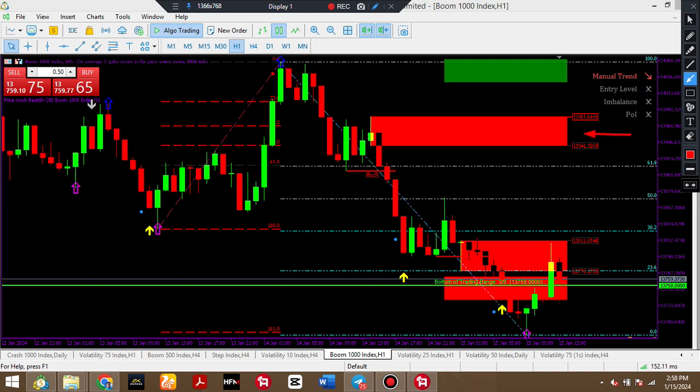And how do you understand areas that have high probability? Areas that have not been mitigated are areas that have high probability. Areas that have not been mitigated are areas that have high probability of price reversal. So these are what you should be focusing on when you have this system in place.